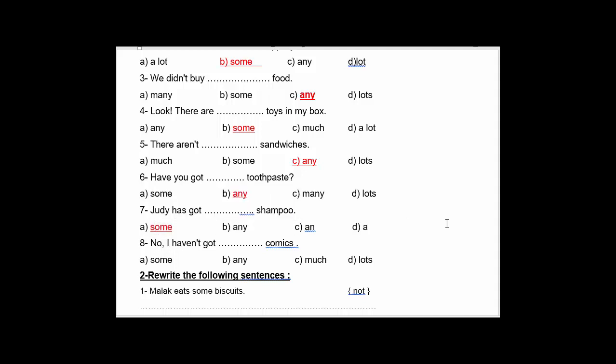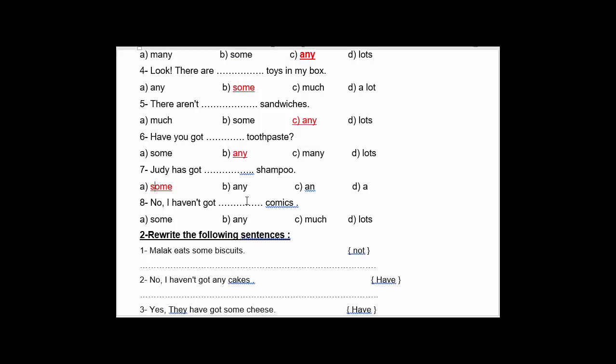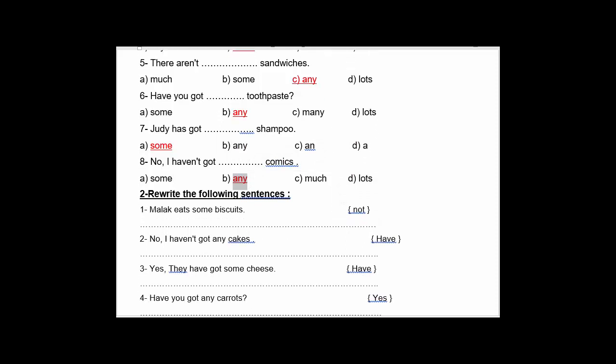Okay. Number 8. No, I haven't got space comics. Some, any, much, lots. No, I haven't got. Excellent. No, I haven't got any comics, because this is a negative sentence. So the answer is no, I haven't got any comics.